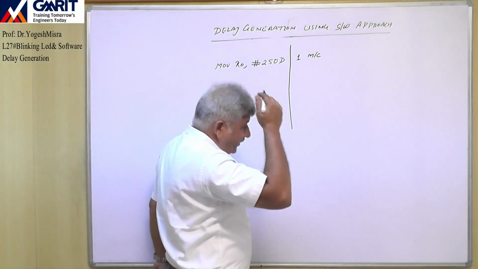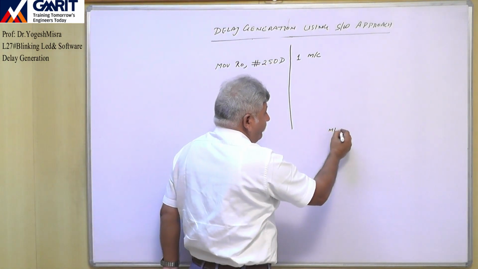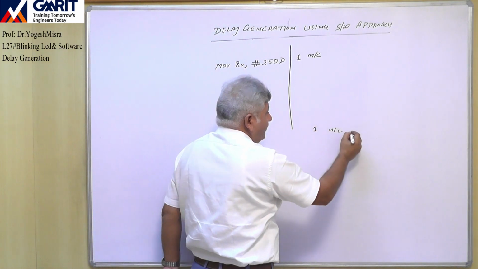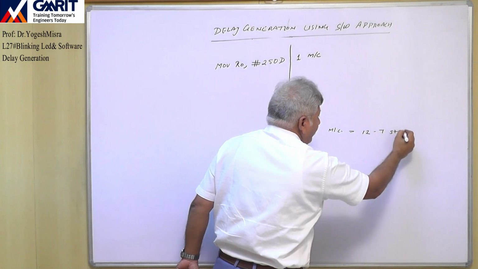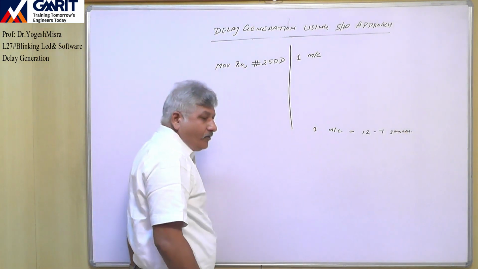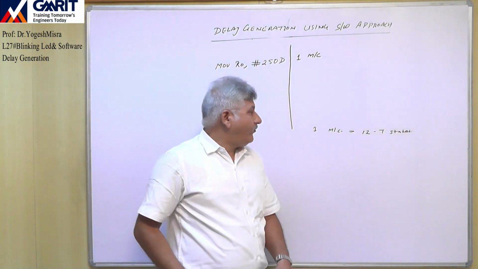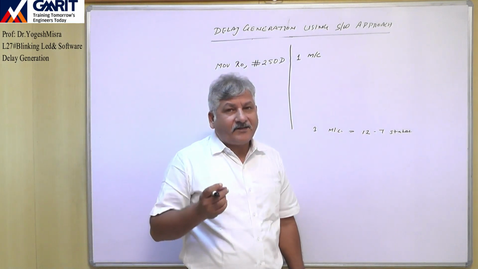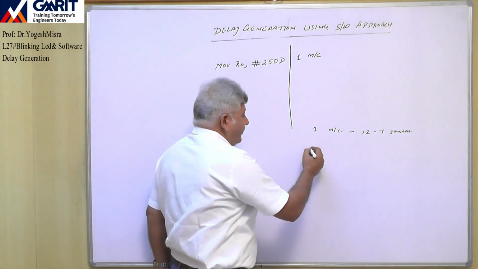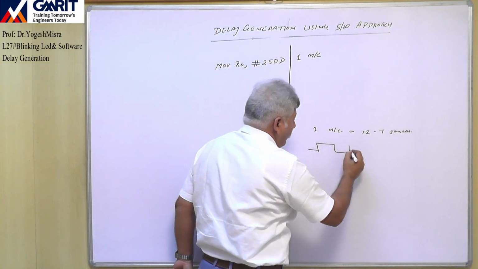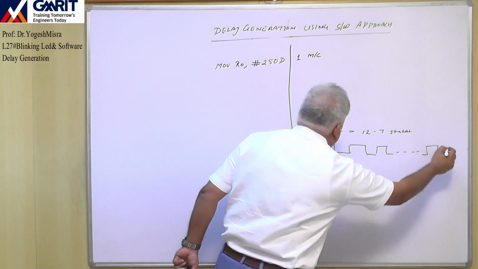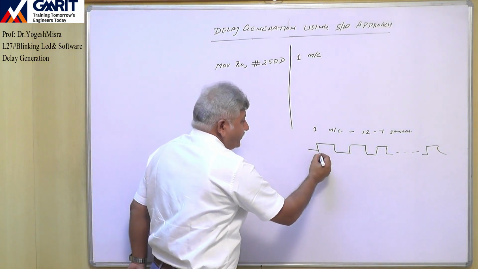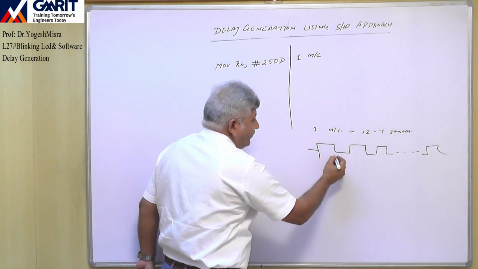And we know the machine cycle. What is a machine cycle? In one machine cycle, there are 12 T states. We are talking about the 8051 microcontroller. So in one machine cycle, there are 12 T states. Now these are the clocks, and a T state means one time period.